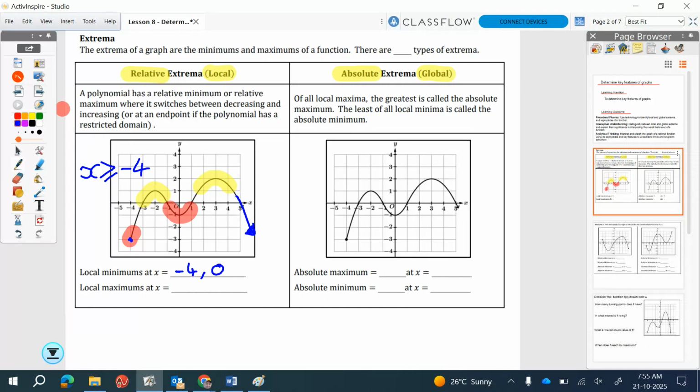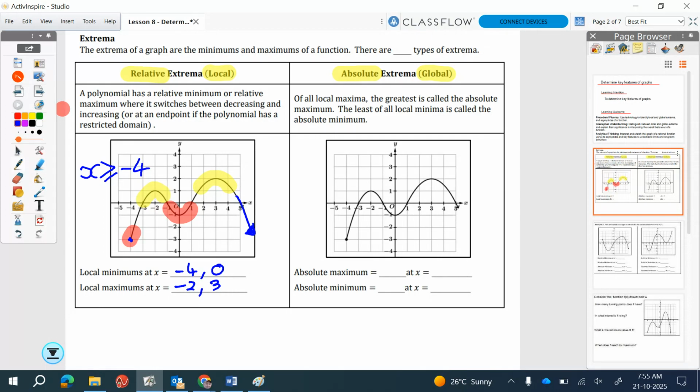Where do the local maximums occur? In the yellow, can we see the x coordinates for these ones? What would they be? -2 and 3. Okay, so these are the local minimums and the local maximums.